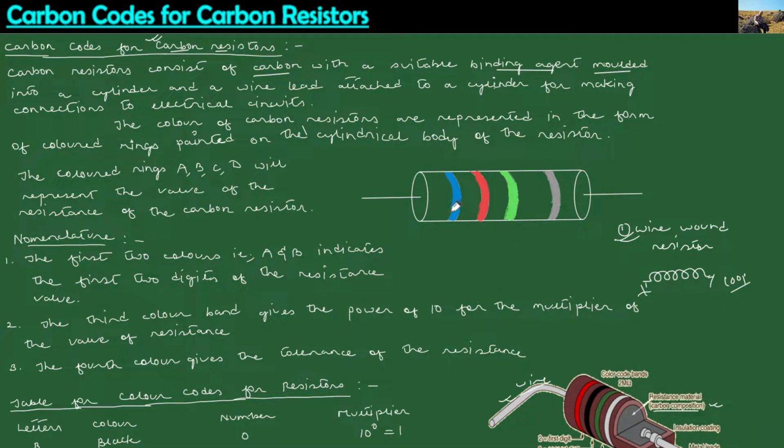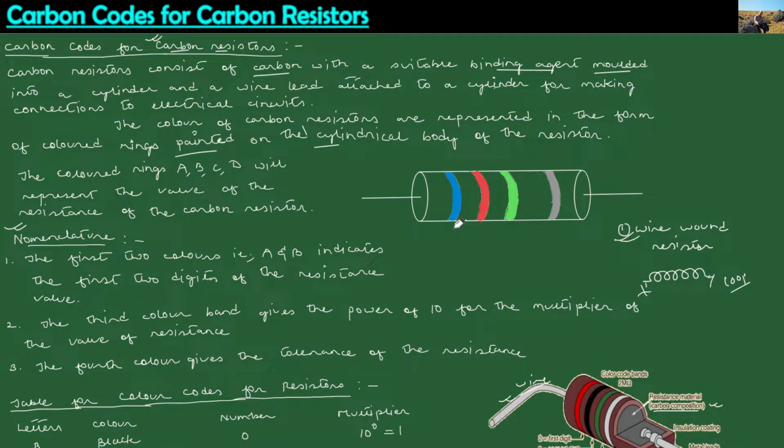From here, there will be a set of color bands. All these color bands will be represented in the form of colored rings. It might be red, black, green, gray, white. All these color bands will be imprinted or painted on the cylindrical body of the resistor. All these colored bands will represent the amount of resistance. There will be some rules or nomenclature in order to find the resistance.